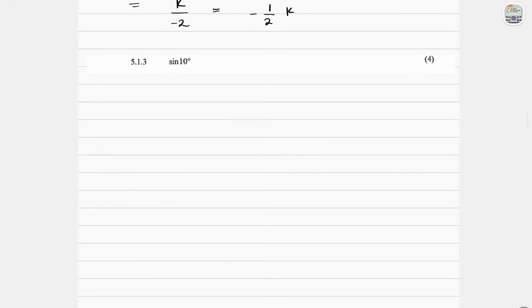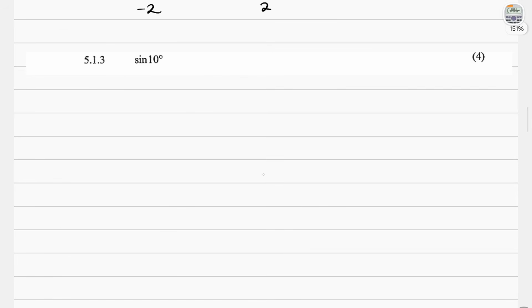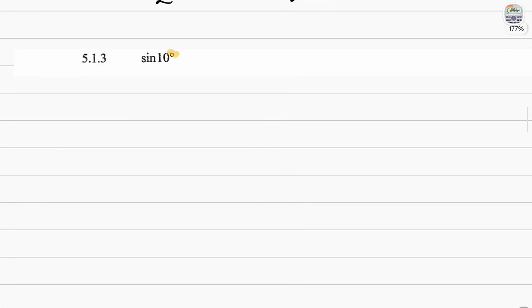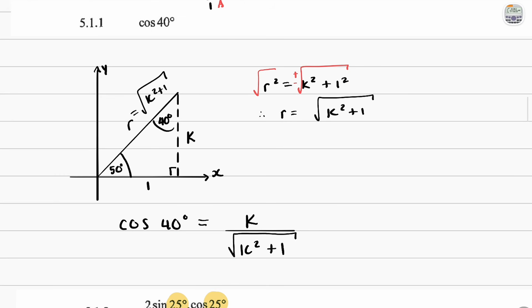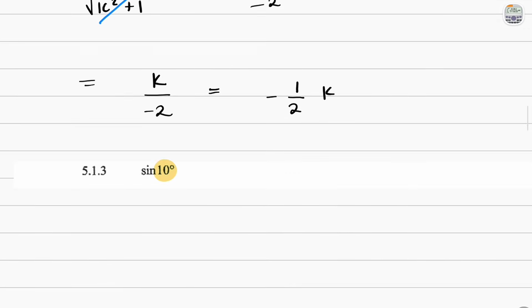And then we have 5.1.3. We need to express sine 10 degrees in terms of k. Okay, 10 degrees seems like an unusual one, but just keep in mind that you're always trying to express all the angles either as 50 degrees or 40 degrees. And here's our advantage here with 10 degrees.